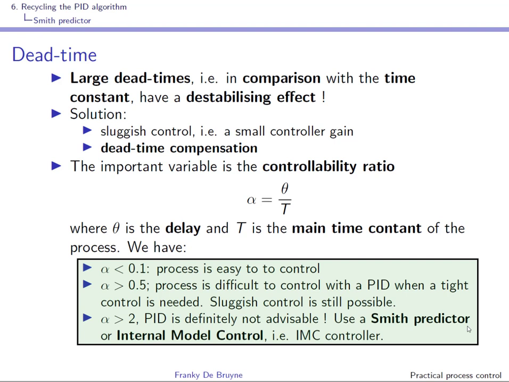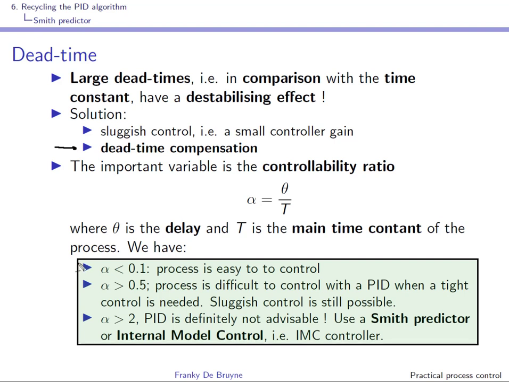There are two solutions. Either you use a PI controller and you decrease the controller gain. Remember, this is also what is happening when you use IMC tuning. If the delay is increasing with respect to the main time constant, we had seen that, for instance, for a Broida system, first order with delay, the gain of the controller was decreasing. The other idea is to use dead time compensation, and this is going to lead to the Smith predictor.